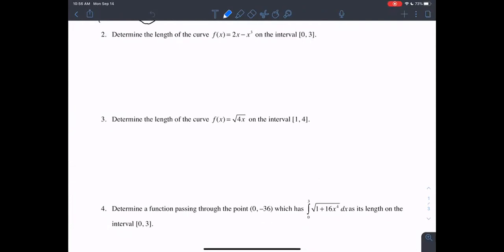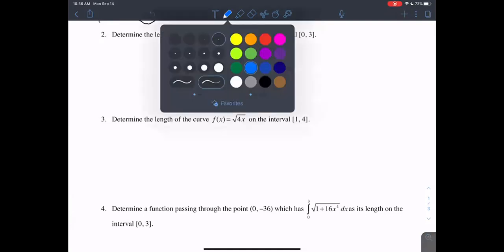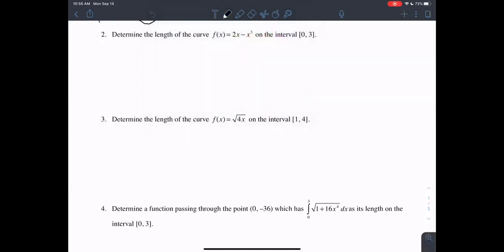You're just trying to set up the length of the curve on that interval. And again, use whatever means you want for your calculation at the end. You don't have to calculate by hand. And if you're really fast and you get that one done quickly, jump to number 4 and see if you can figure that one out.